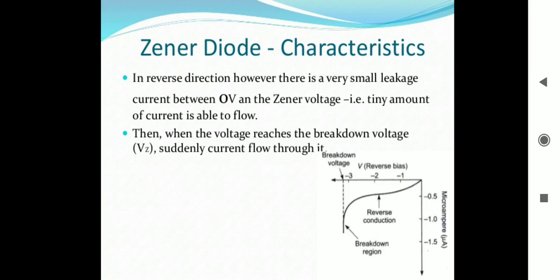Next, it is used as a regulated power supply. Next, in the protection circuit for MOSFET, you can use a Zener diode. In clipping circuits, the Zener diode can be used. In the pulse amplifier, we can use the Zener diode. Now let us discuss some Zener diode specifications.